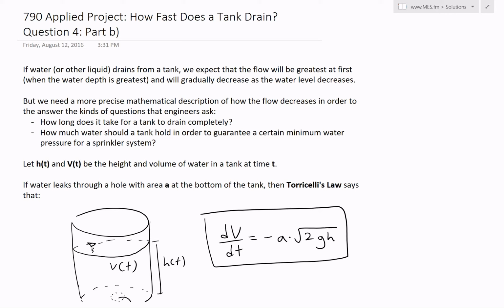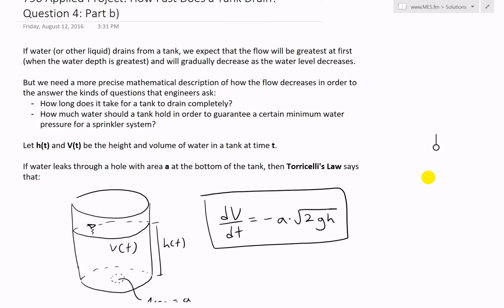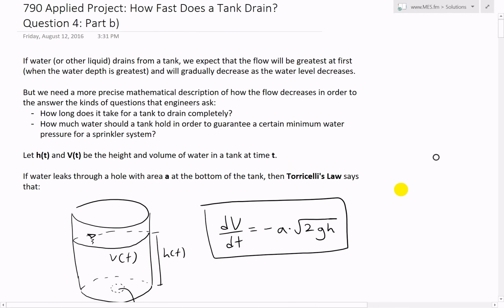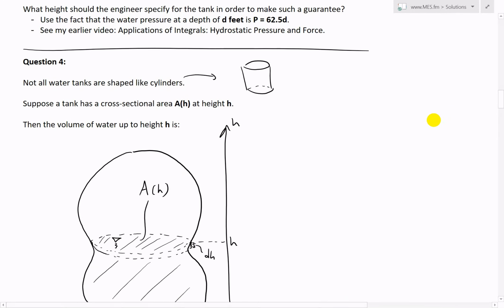Let's discuss further the applied project, How Fast Does a Tank Drain video series, and now go over part B of question 4. In my earlier videos I went over questions 1, 2, and 3 as well as the question 4 introduction and part A of it. So make sure to watch those in the video links below in the description, because I'm not going to go over a recap of this applied project, but instead I'm going to jump straight into part B of question 4.